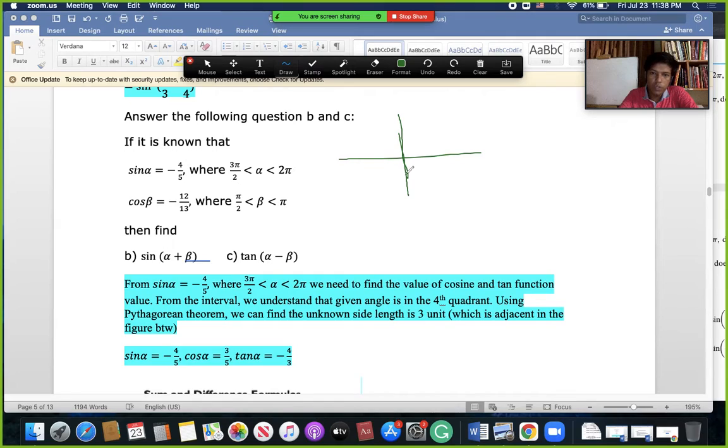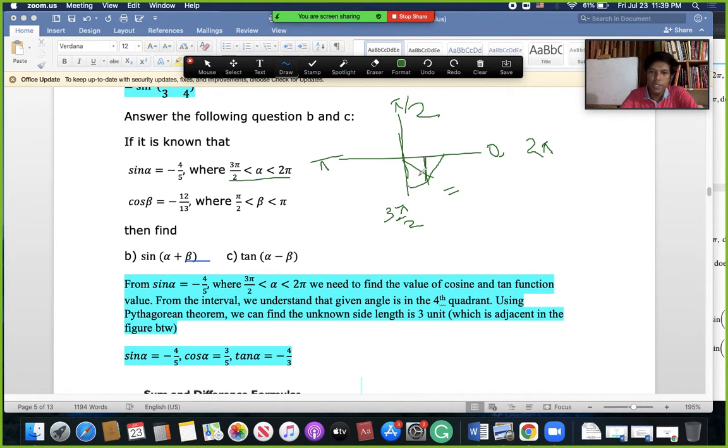This is 3 pi by 2 and 2 pi, so that means this quadrant. Because this is 0, this is pi by 2, this is pi, this is 3 pi by 2, and then this is 0 and 2 pi. 0 degree and 2 pi are the same line. So this angle is here, and sine alpha equals to minus 4 by 5. If you draw a triangle here, then we can start finding the answer.